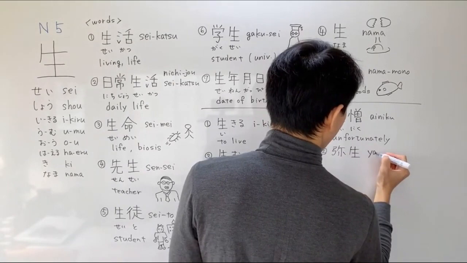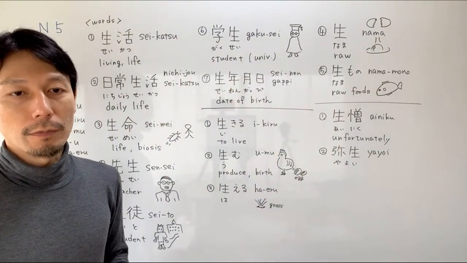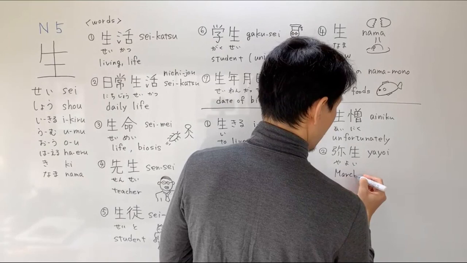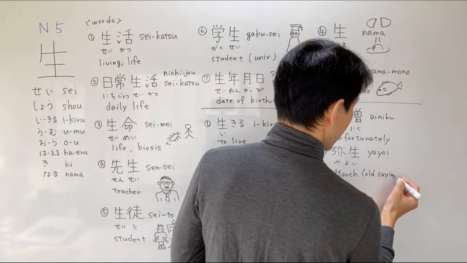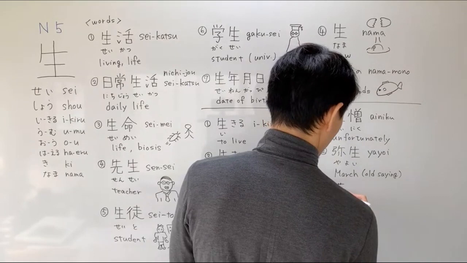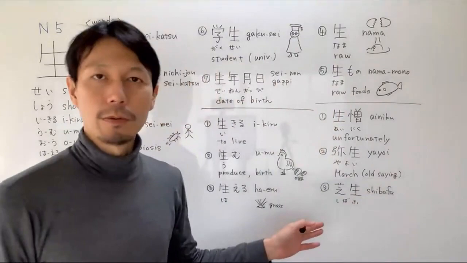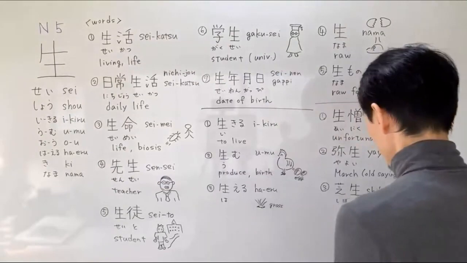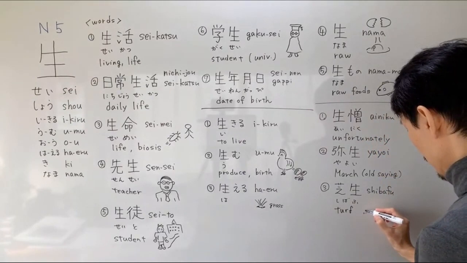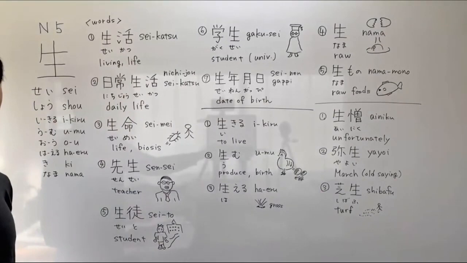And number two. Yayoi. This is an old way of saying March. And number three. Shibafu. Shibafu means turf.